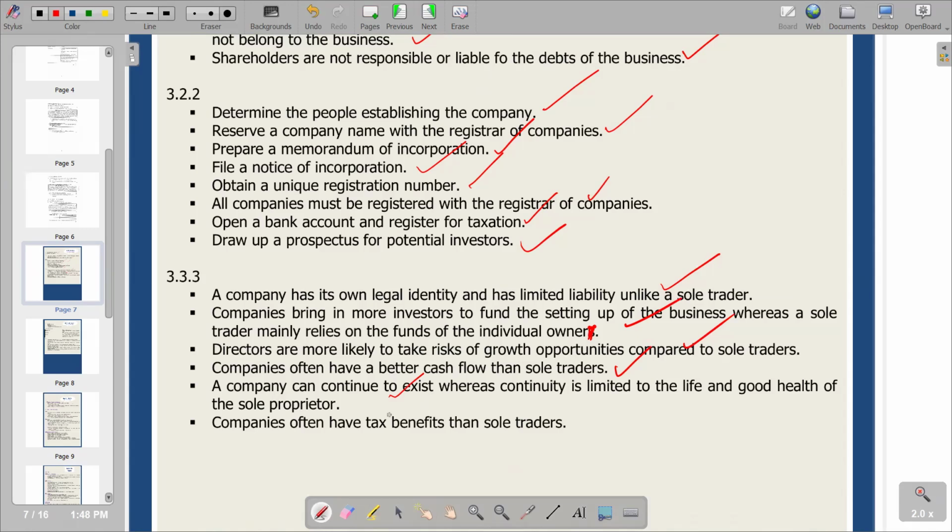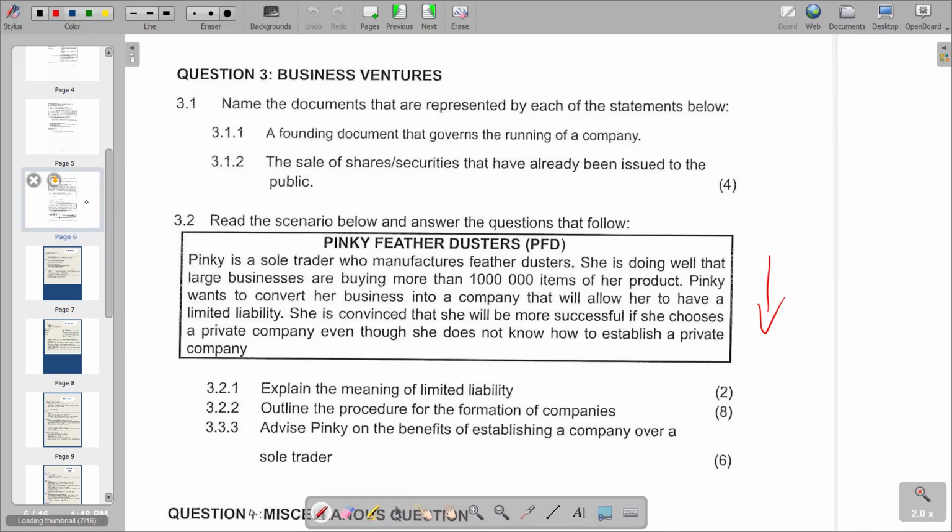Last one, companies often have tax benefits compared to sole traders. So those are the benefits or advantages that we can deduce of companies over sole traders. That's what we have on 3.2.2. The last part is to advise Pinky on the benefits of establishing a company over a sole trader. This is the last part that we have on question 3. So obviously we now want to move to our question 4.